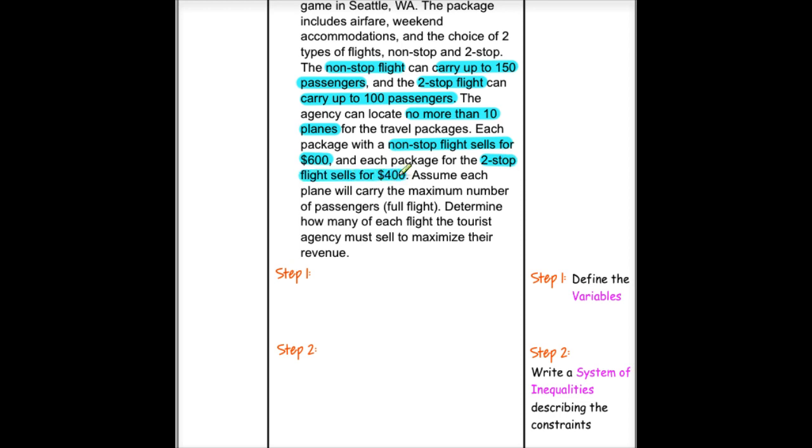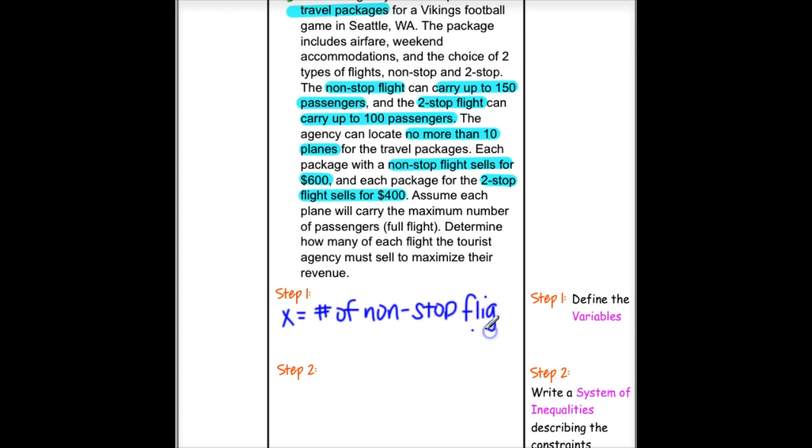And so we need to incorporate this information, and I'm noticing that the 2 things we're consistently talking about here are non-stop flights and 2-stop flights. So I know that those are what my variables must represent. So I'm going to let x represent the number of non-stop flights, and we're going to let y equal the number of 2-stop flights.